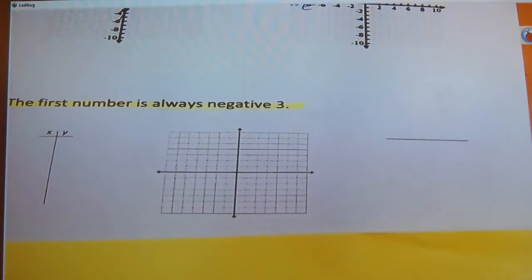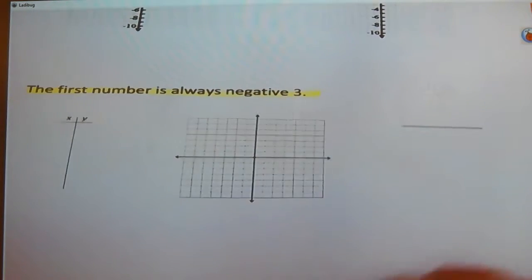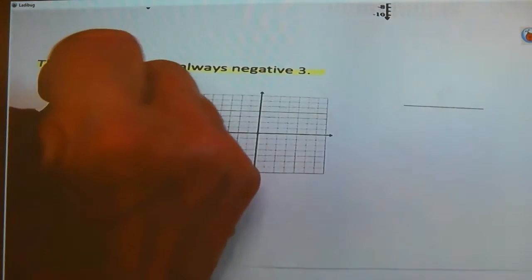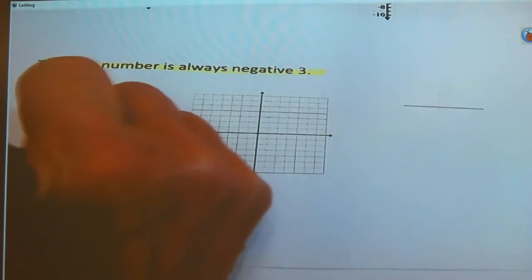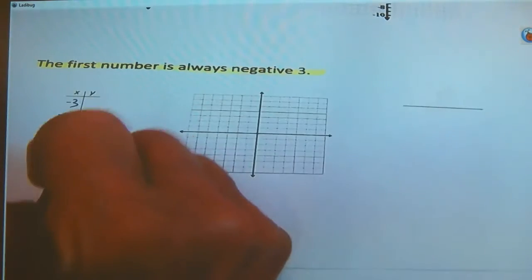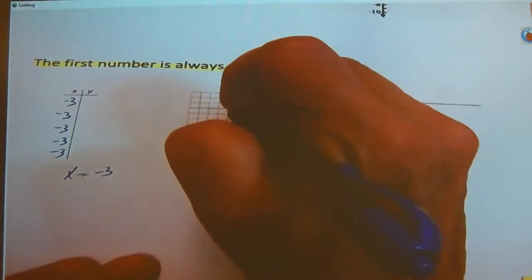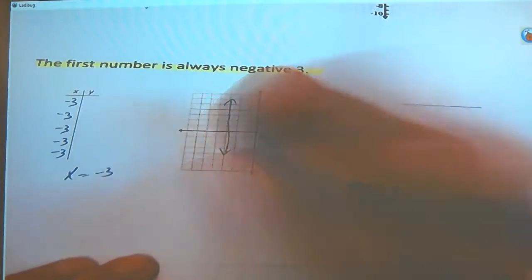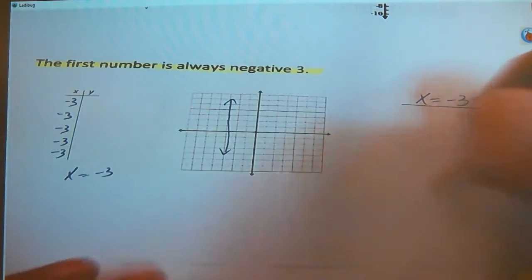Let's see, we have the first number is always -3. We better do this one first. So we got -3, -3, -3, -3, -3. I think x equals -3. So that's going to be a vertical line at -3. Okay, so go ahead and just do this on the back.